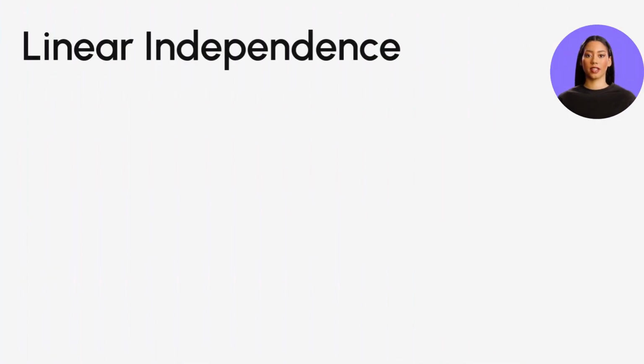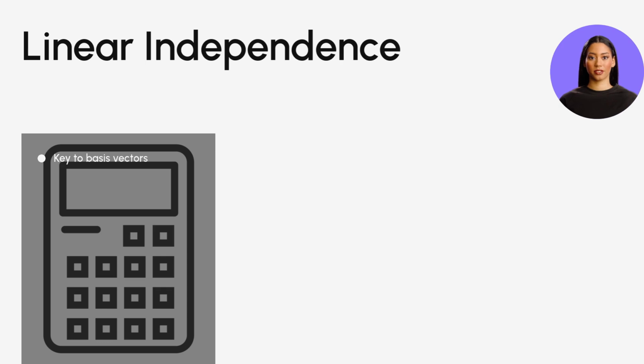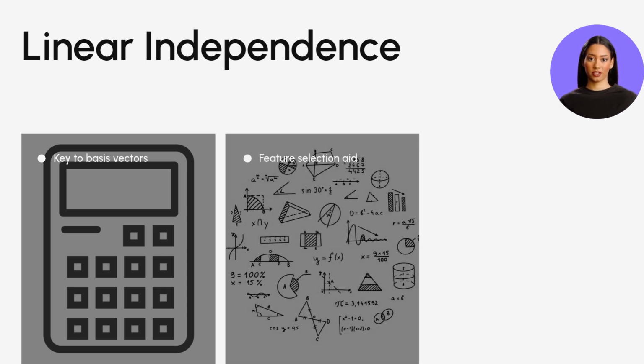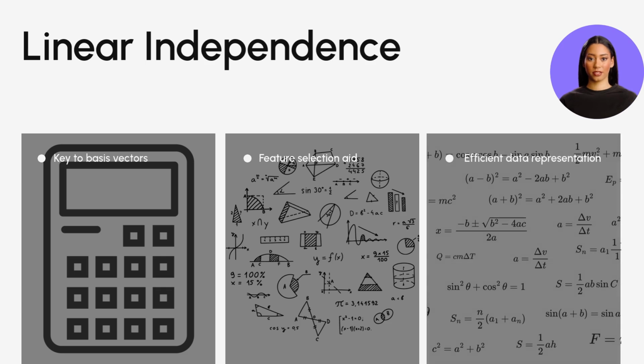Vectors are linearly independent if no vector can be written as a combination of others. This concept is key for basis vectors and dimensionality reduction. In machine learning, it aids in feature selection and encoding schemes. Linear independence ensures efficient data representation. Discover its role in computational applications.